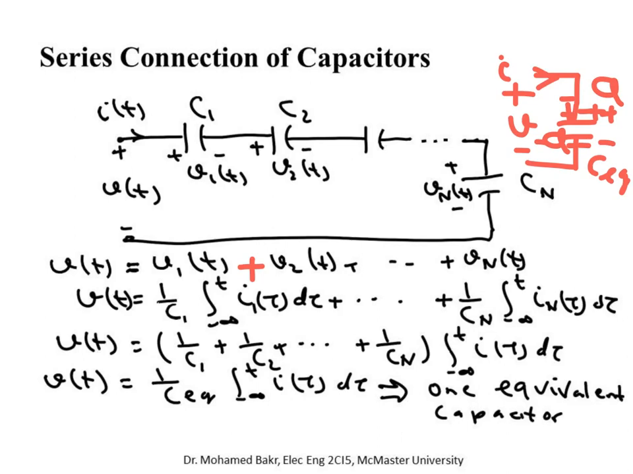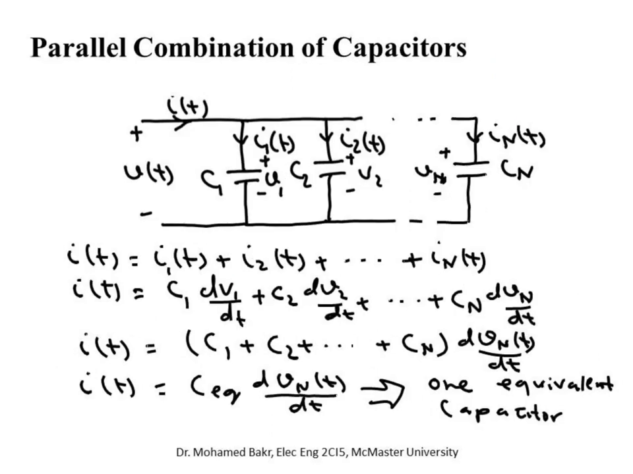So keep in mind, to summarize what I'm saying here, if you connect capacitors in series, treat them in the same way you treat resistances in parallel. They have the same current going through all of them. The voltage across them is simply the sum of all the voltages, but this means you're going to use the parallel expression for the resistances.